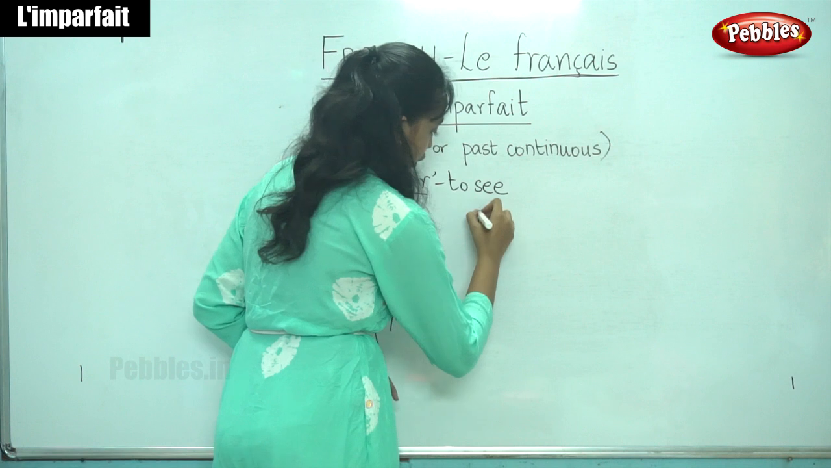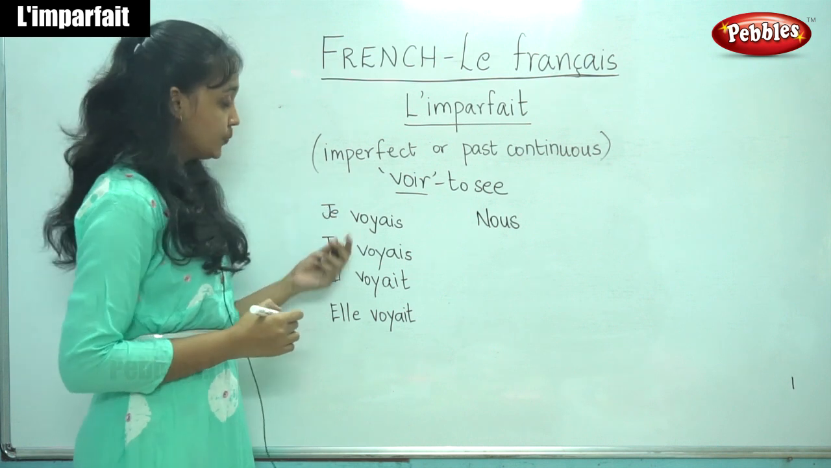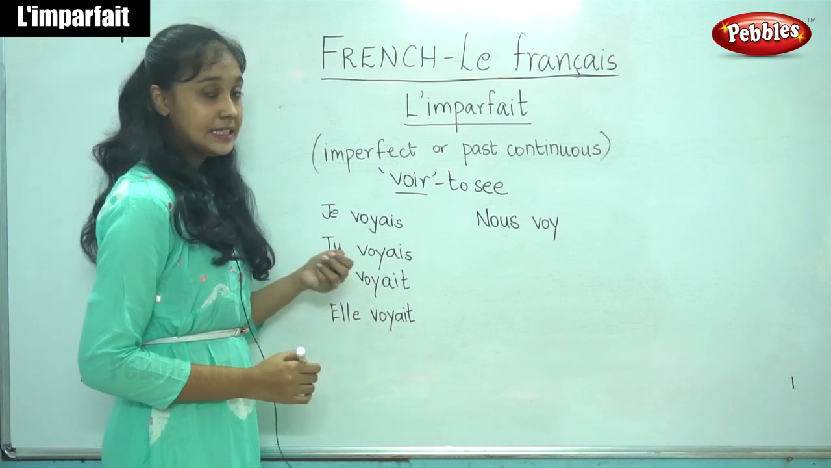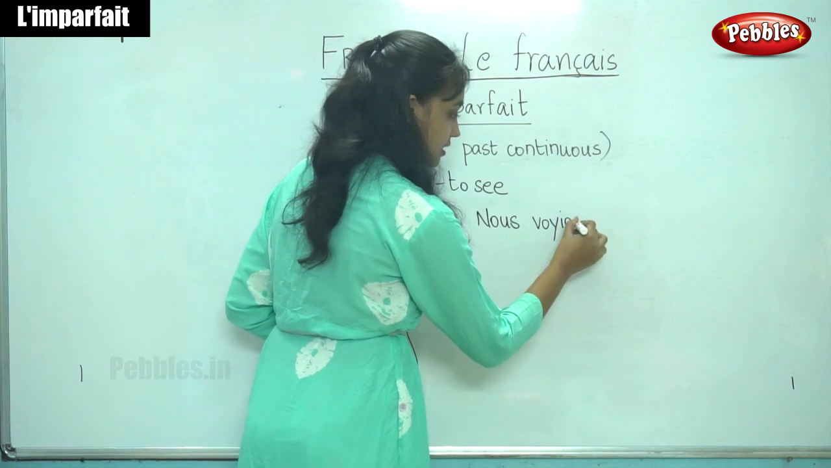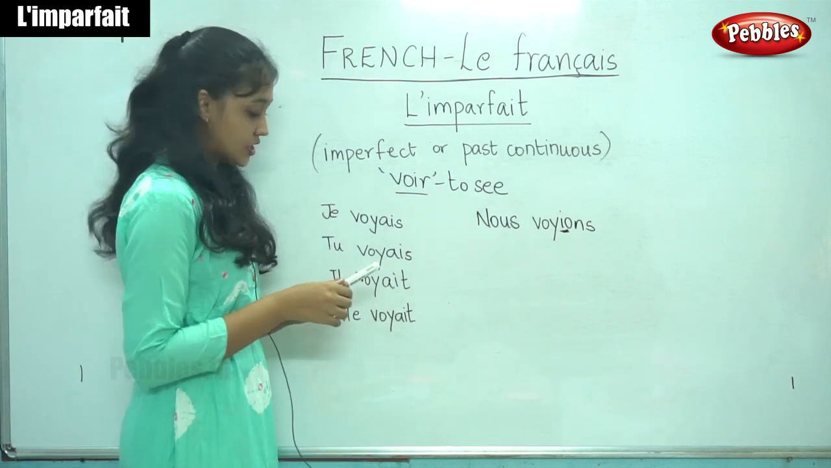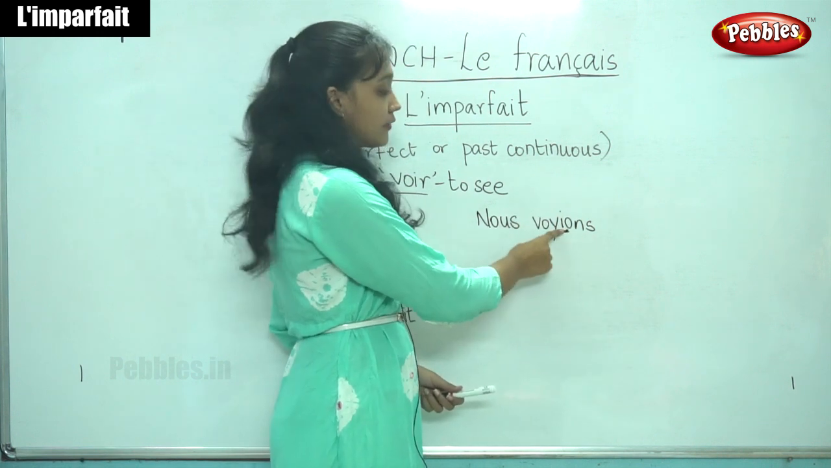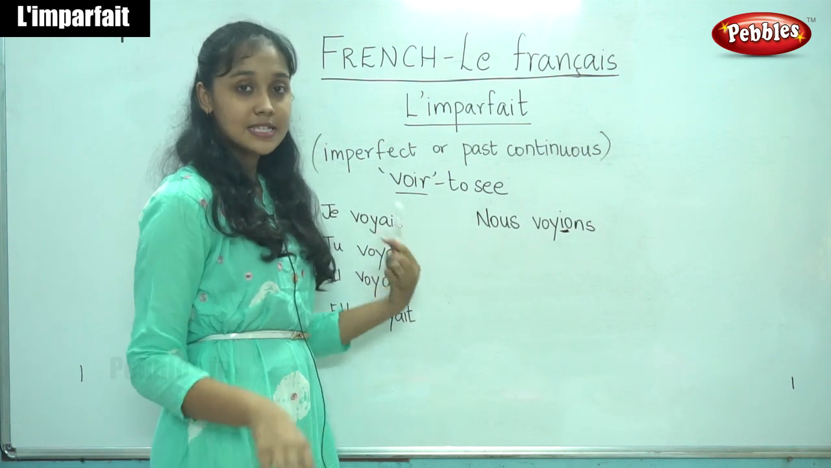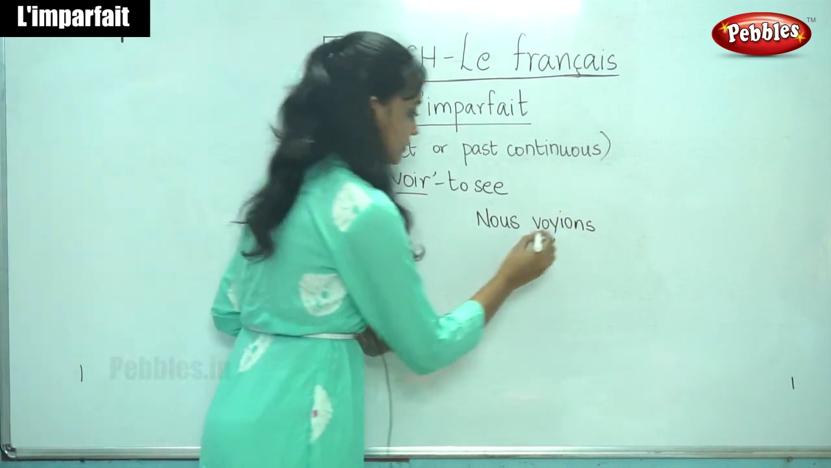Now for nous, how do we write it? It is stem plus the ending. What is the ending for nous? It is IONS. If you notice, there's only one change. It's only the I. So spelling is very important here. If you leave out this I, it becomes voyons. If this I is there, it means we were seeing. So this I is very important. It changes the meaning of the word.